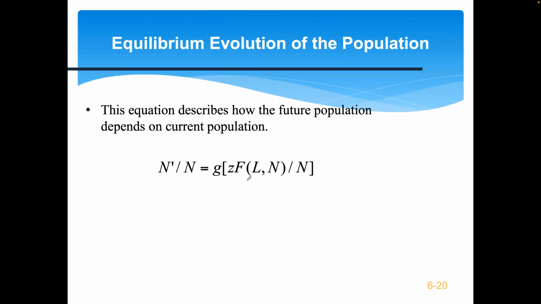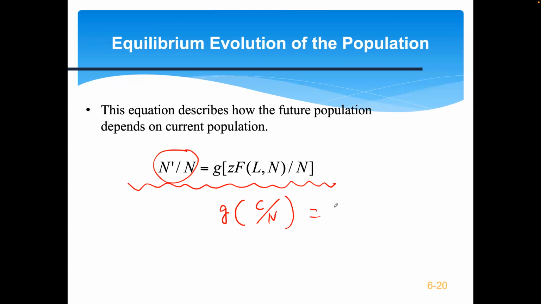Now we can plug in this C over Y. Sorry, we plug in C equal to Y into this evolution of population growth equation. On the left-hand side is the population growth rate. On the right-hand side, this comes from G of C over N. But this C equals Y, and Y equals Z times F L N divided by N. On the left-hand side, it's N prime divided by N. So that's how we end up with this equation.